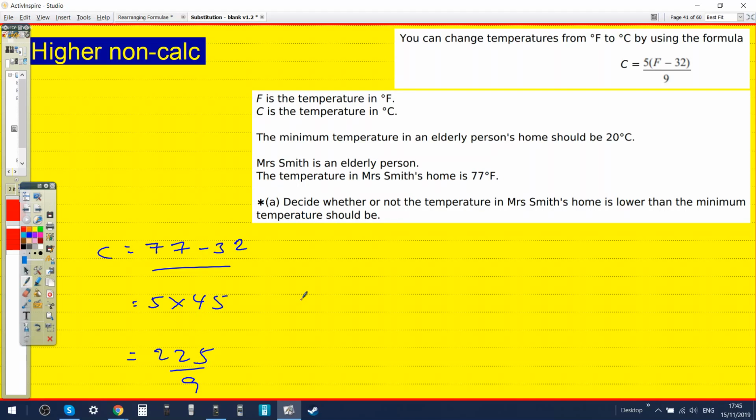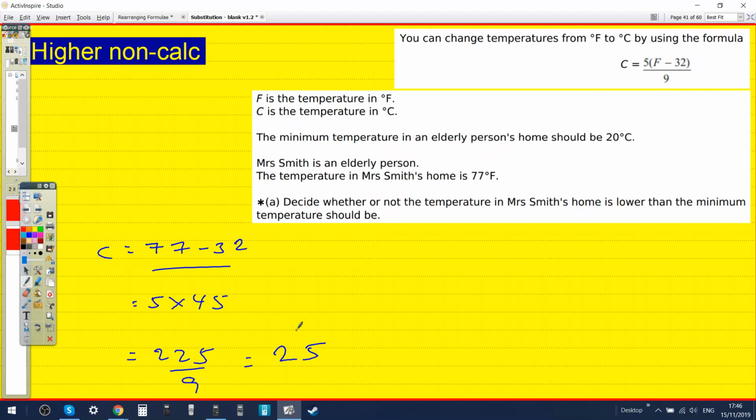And then okay, 22, 2 9s in 22, there's a remainder of 4, and 45 divided by 9 is 5, so 25. Okay.